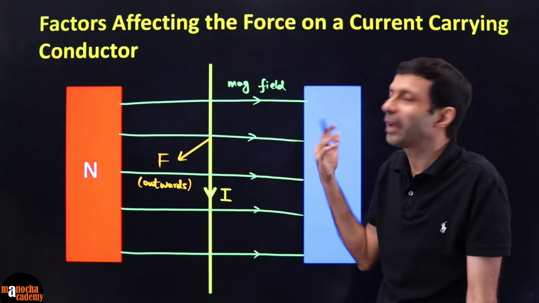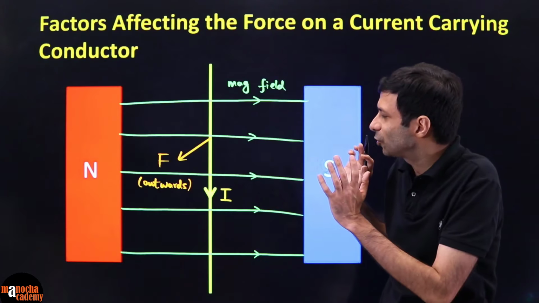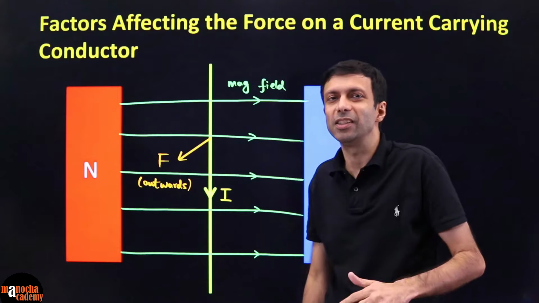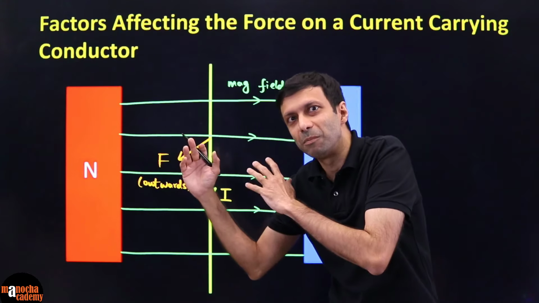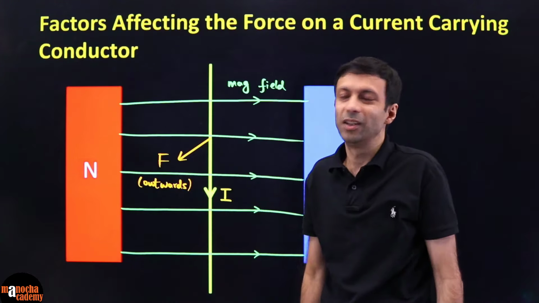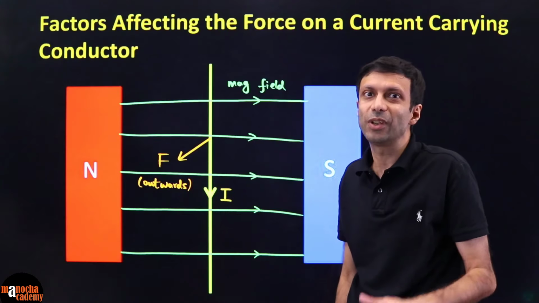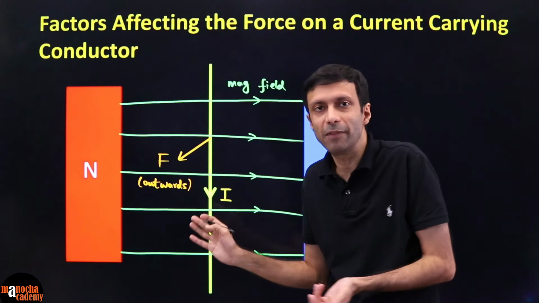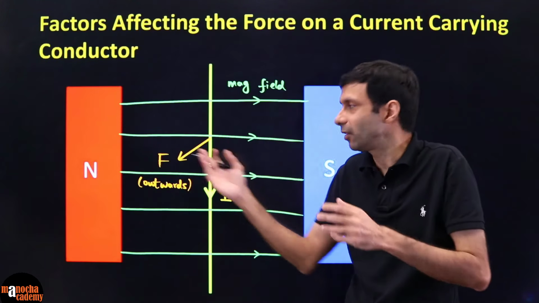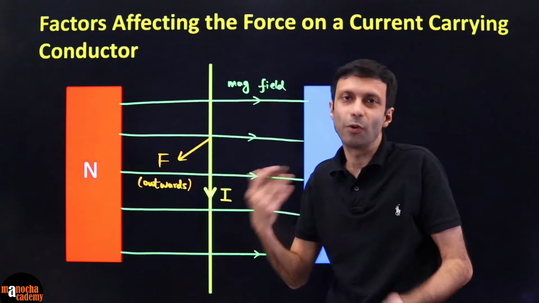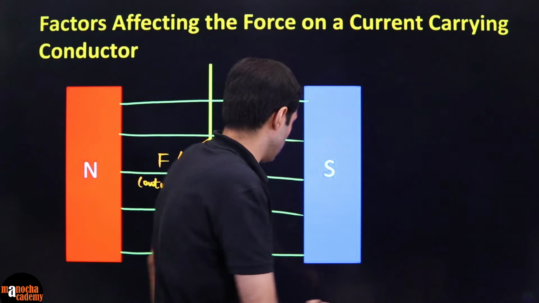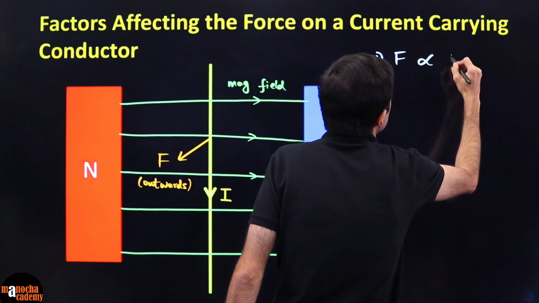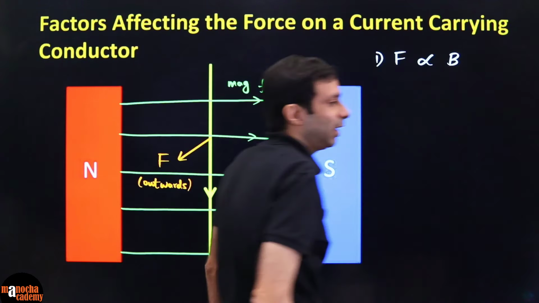If I double this magnetic field, if I use a magnet which is doubly strong, what do you think? Will the force increase or decrease? If I use a magnet that is two times stronger, will this outward force increase or decrease? Definitely it's going to increase, because you can even imagine this wire is behaving like a magnet. So if you bring another magnet which is 2 times stronger, obviously the force should be doubled. So the first factor is force is directly proportional to the magnetic field.